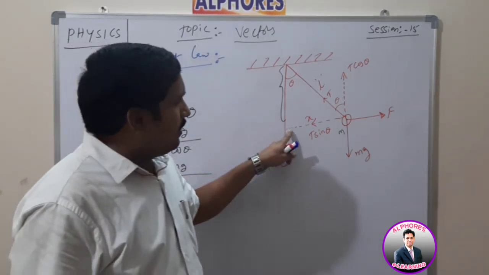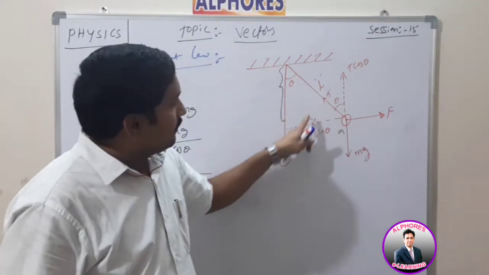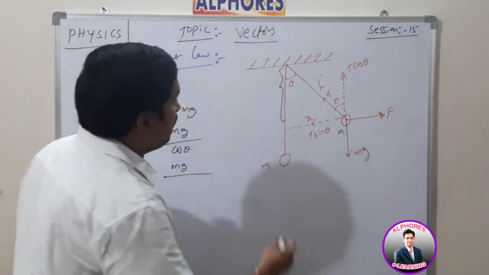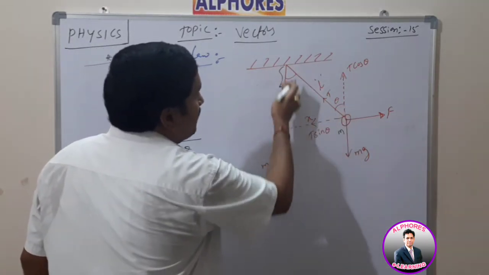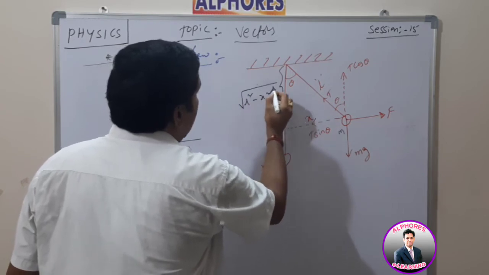So listen carefully. Taking this right angle triangle, the hypotenuse, meaning the length of the string, is L, and this horizontal distance is x. Then what is the value here? Hypotenuse square is equal to side square plus side square. One side is how much? Root of hypotenuse square minus side square.